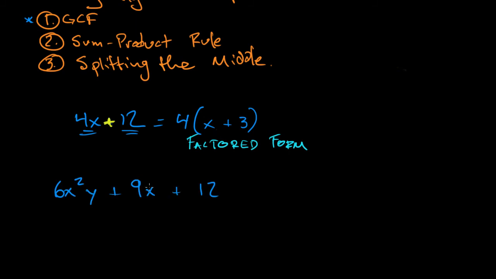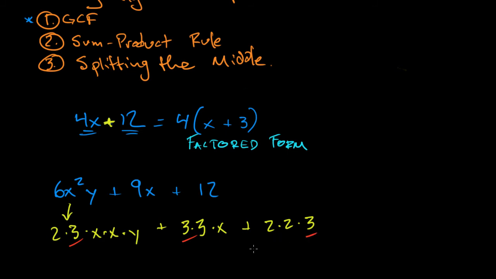Here's another expression that can be factored with the greatest common factor. Let's take the prime factorization of each term. So 2 times 3 times x times y, the first term, plus 3 times x for the second, plus 2 times 3 for the third. And find any factors they all have in common. So a 3, and that's it.